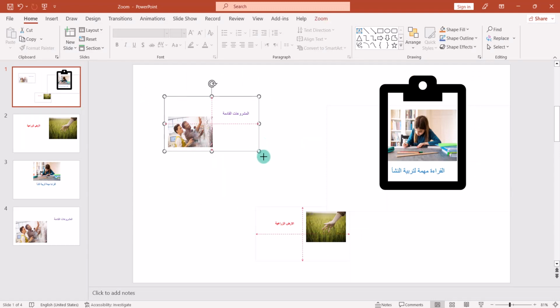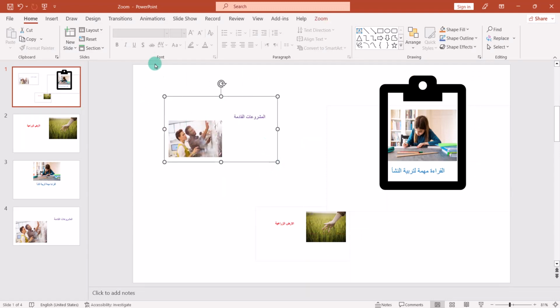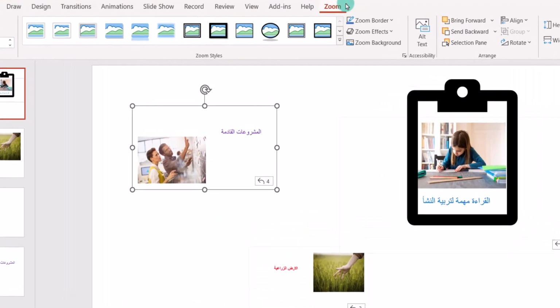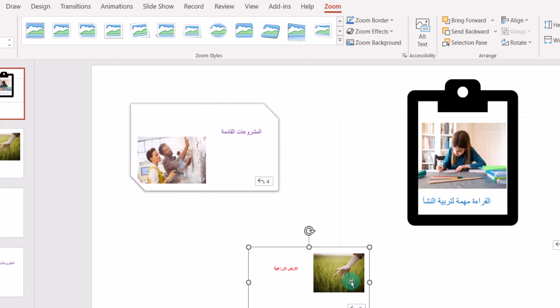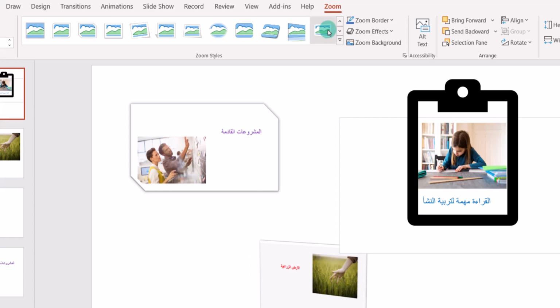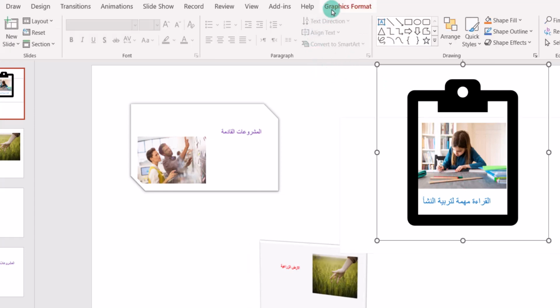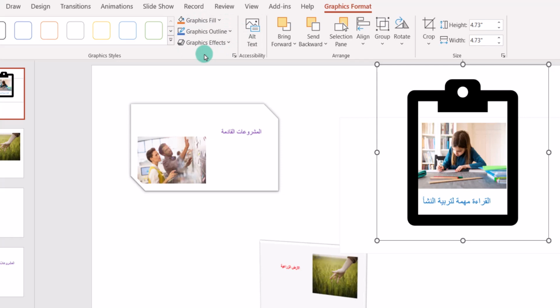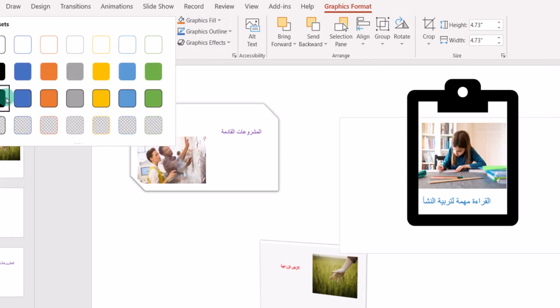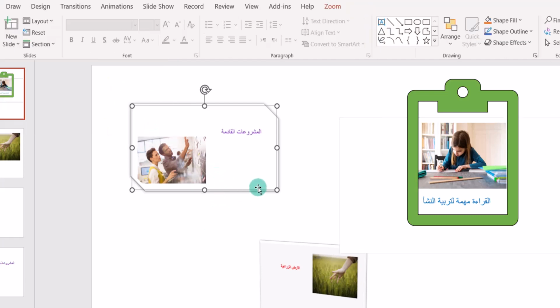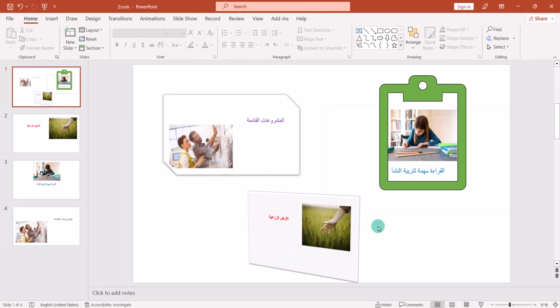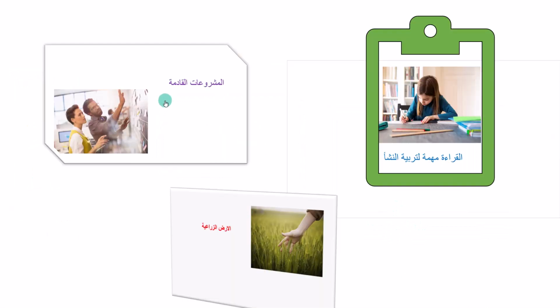We can modify the design for Zoom. Click on Zoom and then choose the preferred design. Likewise for the shape. Which will appear when running based on what was selected.